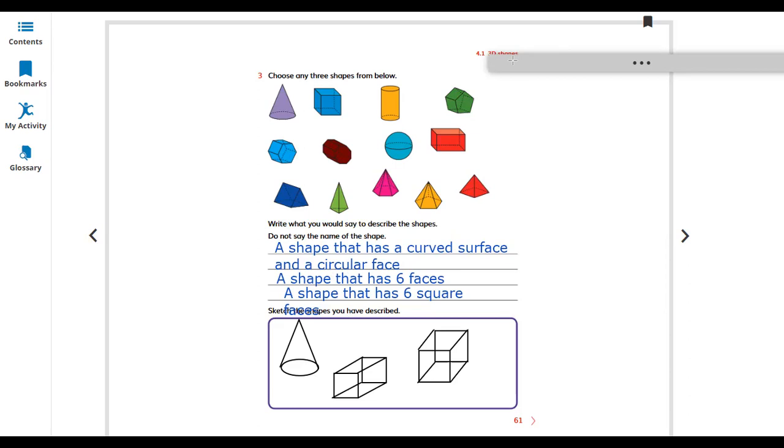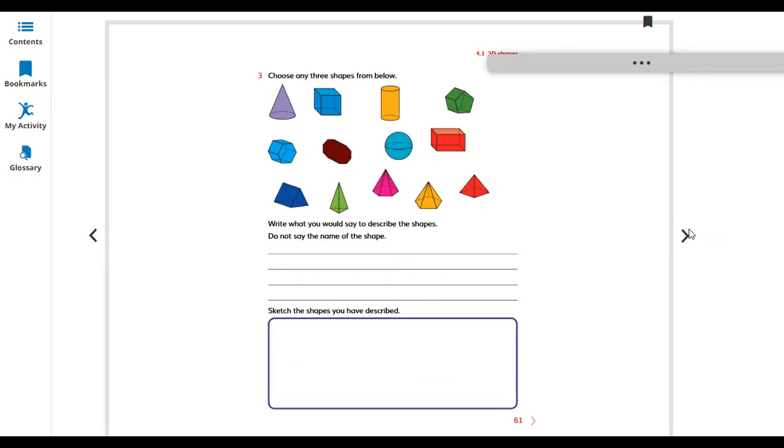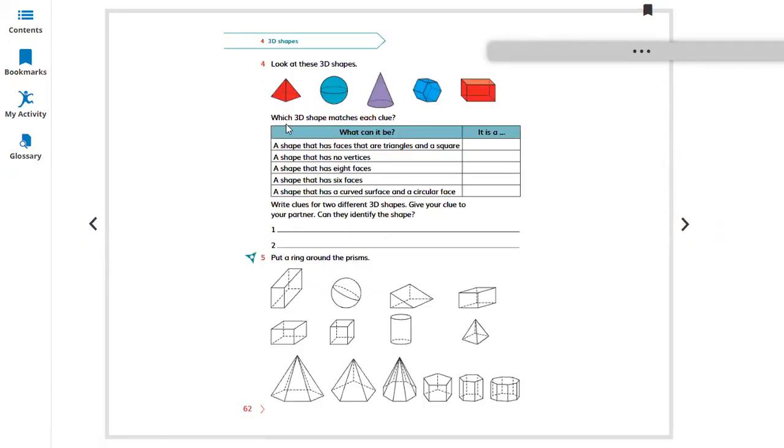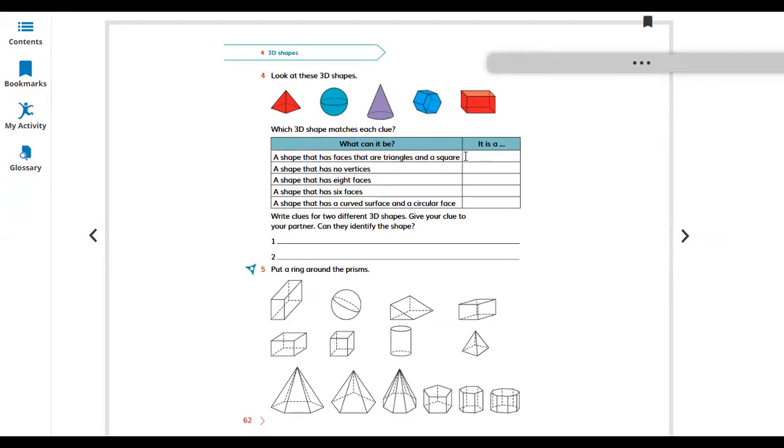Let's move to the next page, number 62. Look at these 3D shapes. Which 3D shape matches each clue? A shape that has faces that are triangular, so triangles and a square. We have triangles there and a square. This one, triangles all around and a square base. So it's named a square-based pyramid. So we write here square-based pyramid.